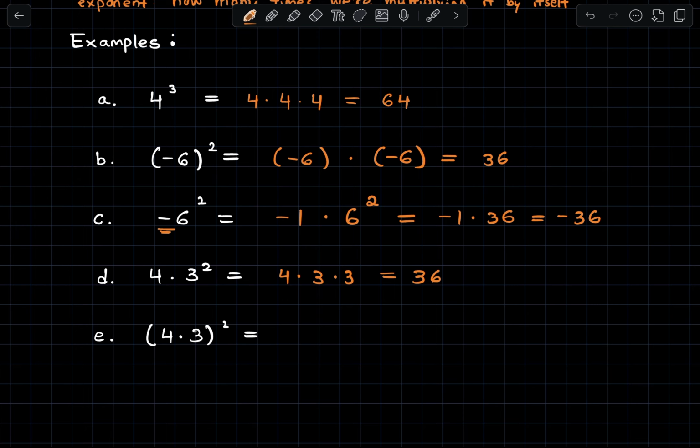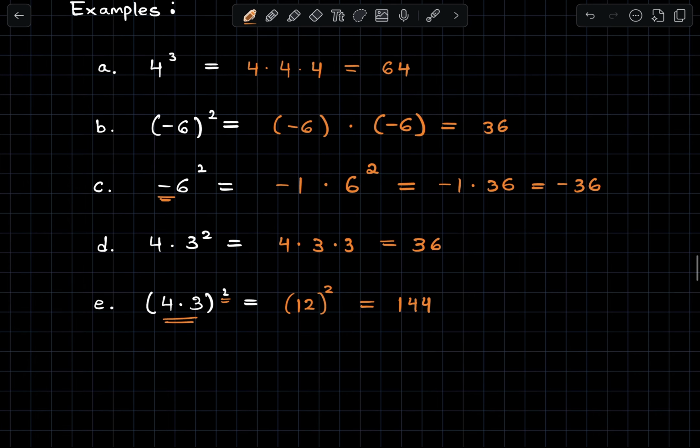Now in part E, it's a little different. Now we've got 4 times 3 within the parentheses. Both of them are being raised to second power. So the way we can look at this is we can simplify what's inside of here first and then raise that product to the second power. So 4 times 3 is 12. We can think of this as just 12 squared. 12 times 12, which is 144.